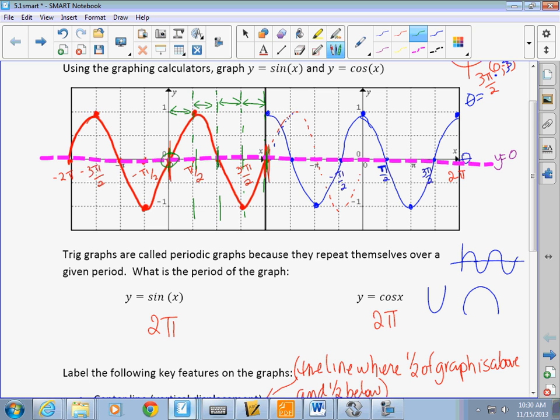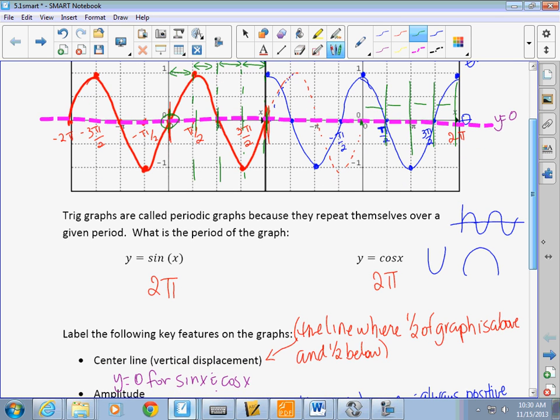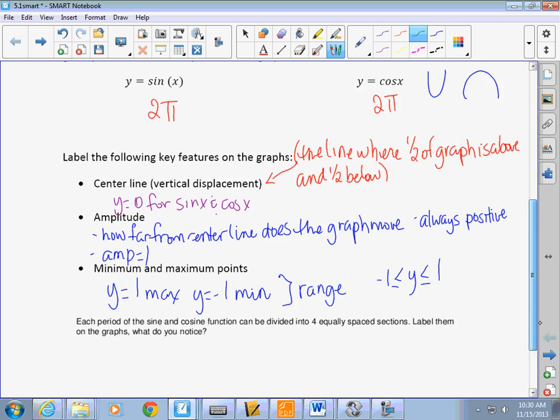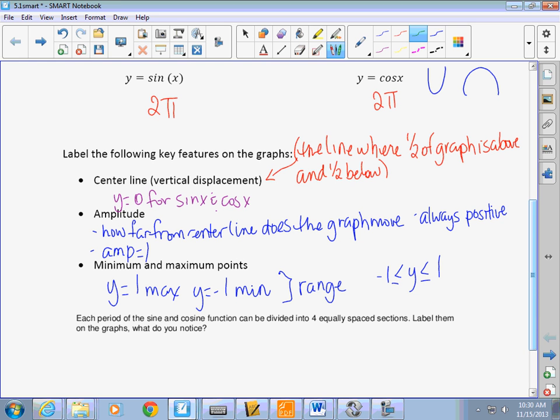Okay, and it'd be the same thing with our cosine graph. If we looked at just from 0 to 2 pi, our sections would be divided here. So this would be the start, this would be the end, here would be your key sections. So what do we notice? The 4 parts match up with 4 key points on the graph.